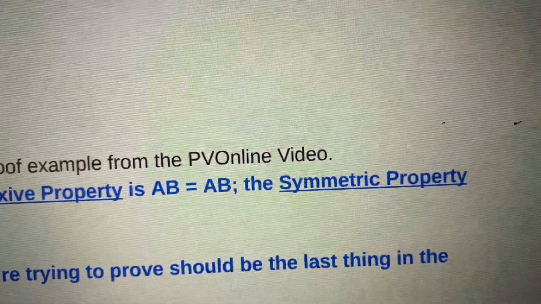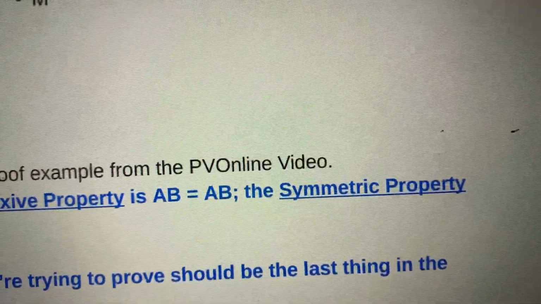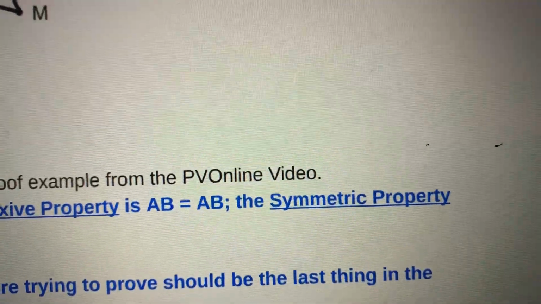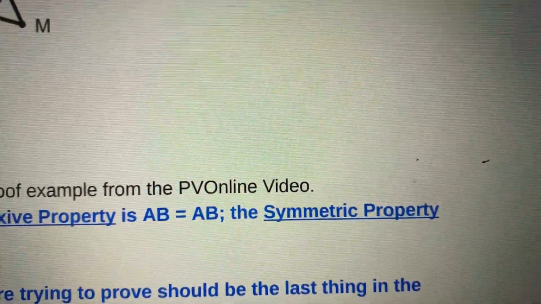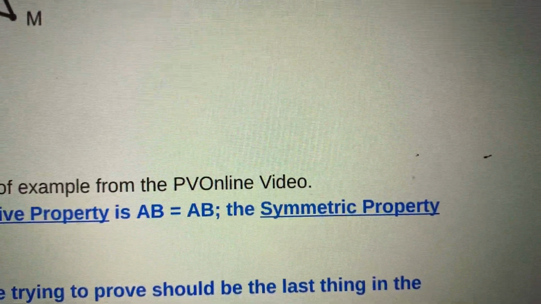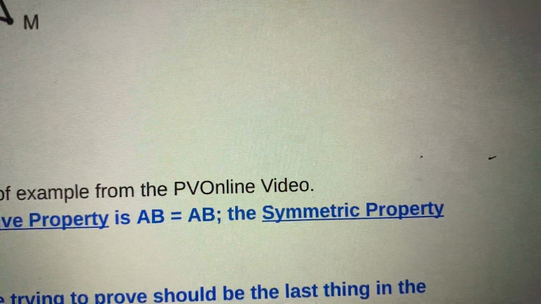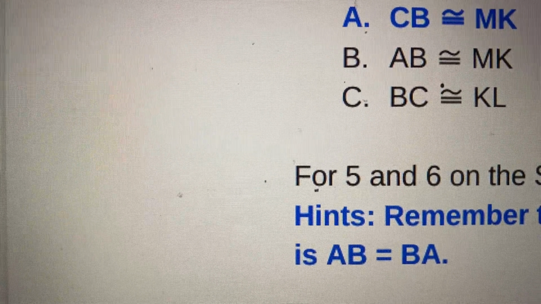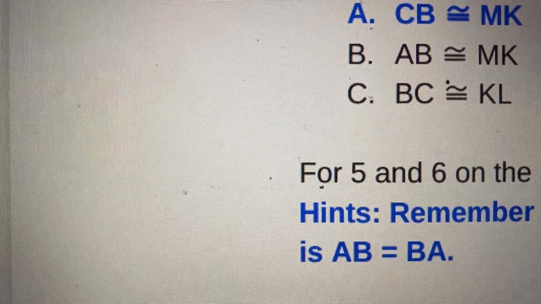Symmetric is on your SR, but we haven't had it in a while, so I wanted to remind you. So hint, hint, maybe the one you're going to choose on the SR is symmetric. So symmetric is going to be the same thing but flipped around. So it's going to be AB is equal to BA. So we just take it and we flip it around.